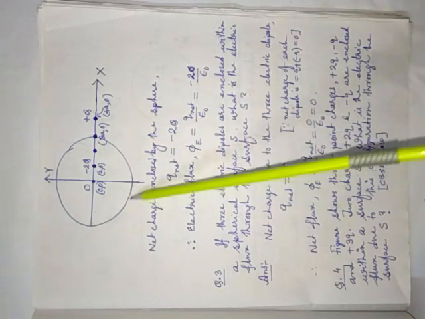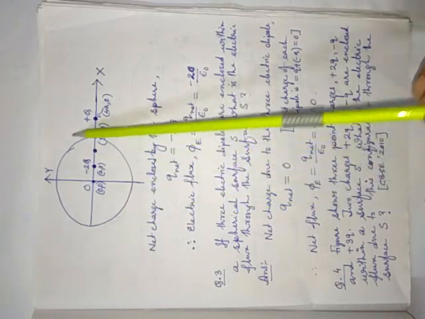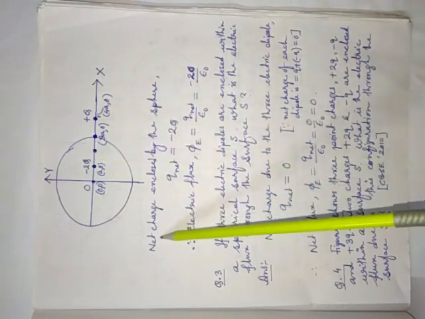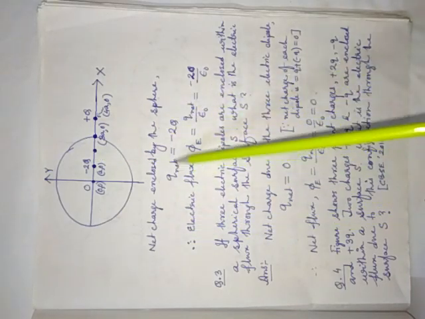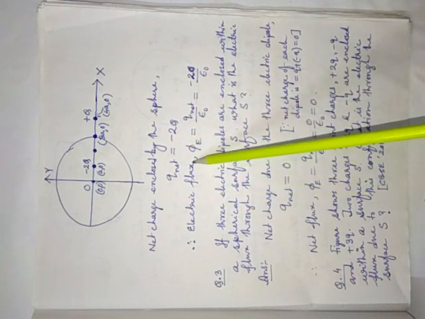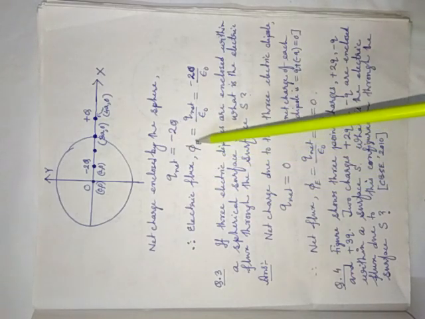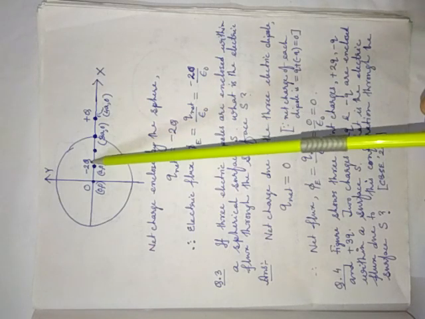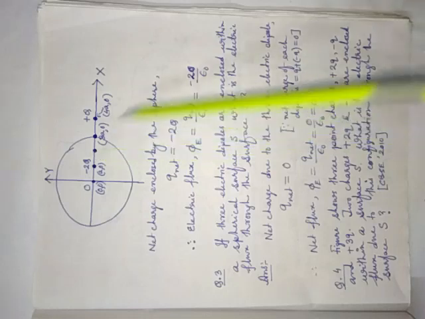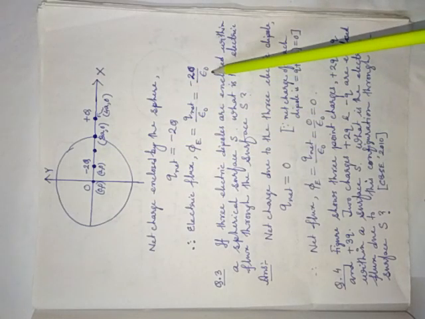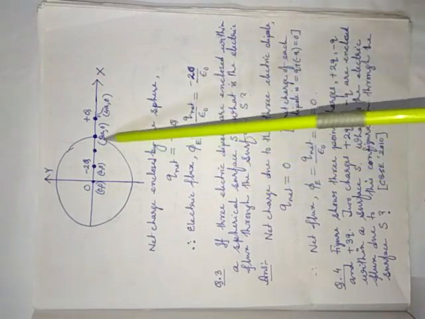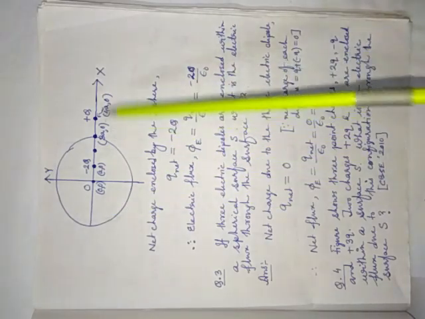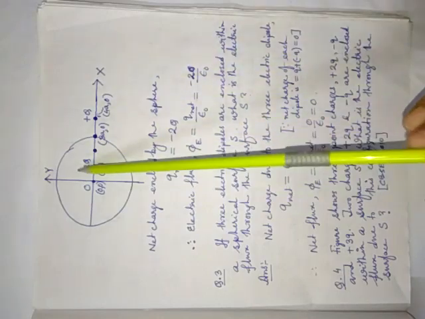Whatever charge is present inside the closed Gaussian surface. Since only minus twice q is there, the net charge enclosed by the sphere is q net equal to minus twice q. Electric flux phi, according to Gauss's law, is phi equal to q net by epsilon naught. Q net means the net charge; only one charge is there, minus twice q, divided by epsilon naught. And this is the electric flux inside the sphere of radius thrice a. Simple question. You just have to understand this system, the coordinate system.